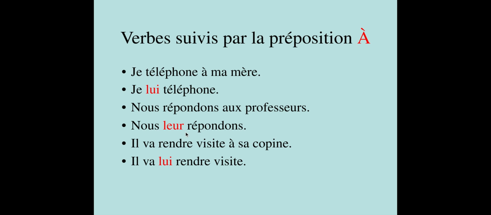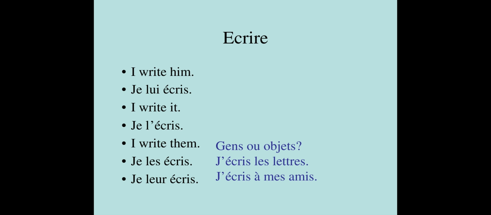Il va rendre visite à sa copine. So he is going to visit his girlfriend. Il va lui rendre visite. So remember, it gets sandwiched in between those two verbs. So a couple examples that I want you to write down. We have I write him. So je lui écris. So I write him. I write it. Je l'écris. I'm writing it. Remember now, this is an indirect object, and then this is a direct object.